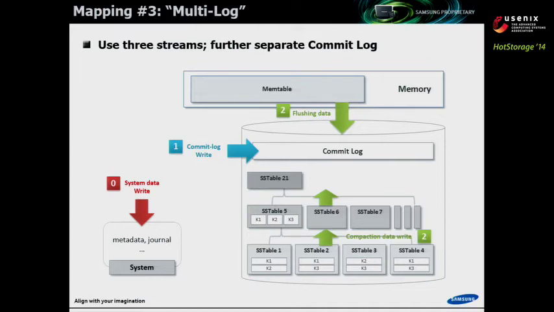Next, we further separate the commit log from the Cassandra writes, so we use a total of 3 stream IDs. Finally, we give distinct streams to different size tiers of SSTable when writing compaction data. So we completely separate every write operation into 5 different stream IDs.